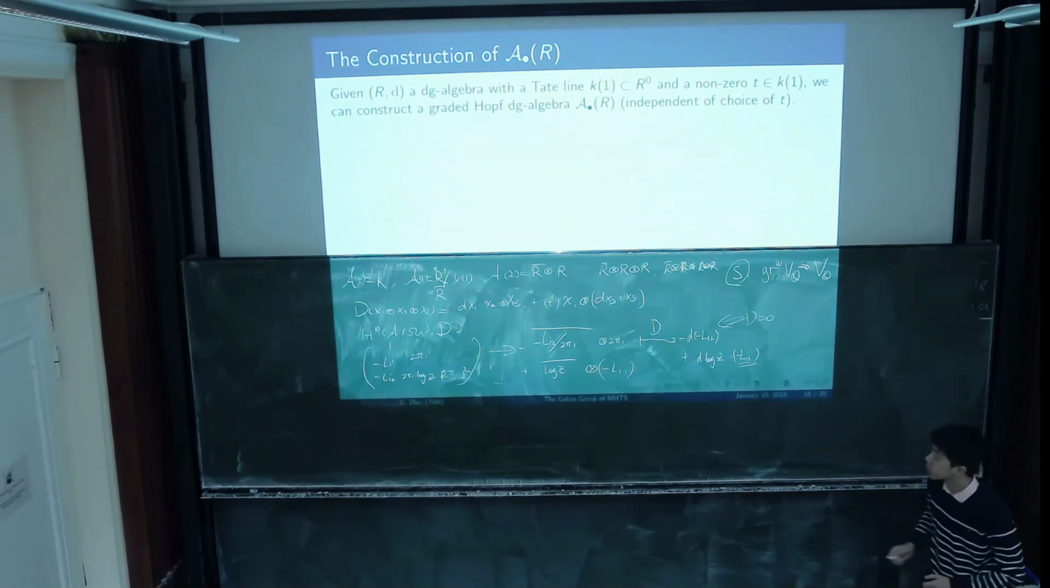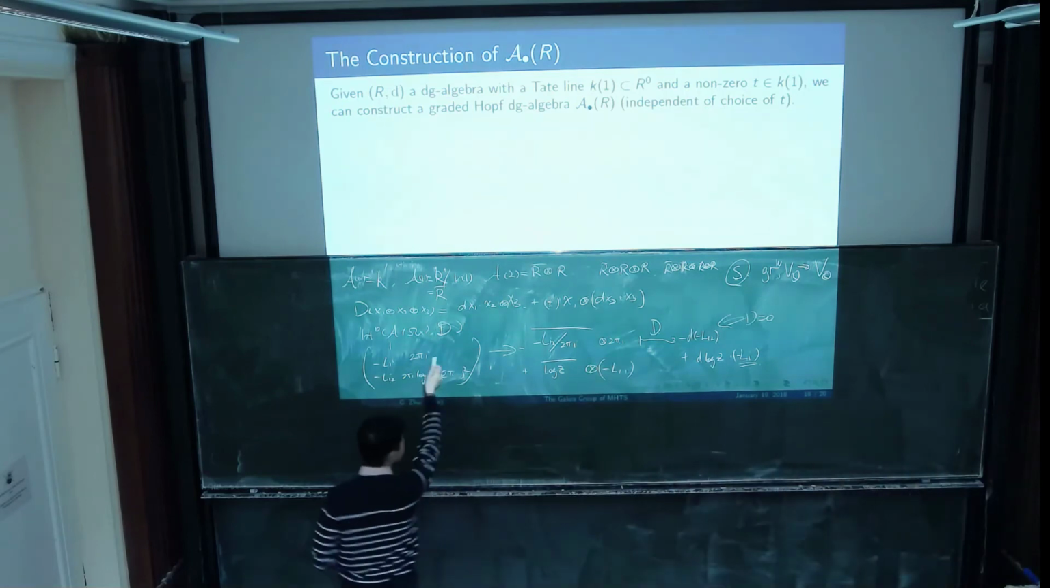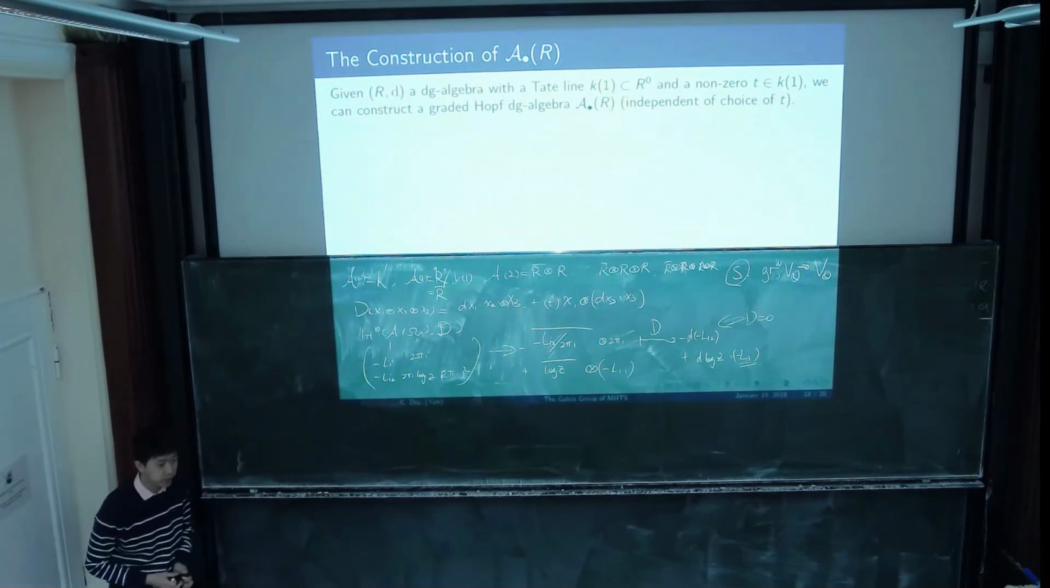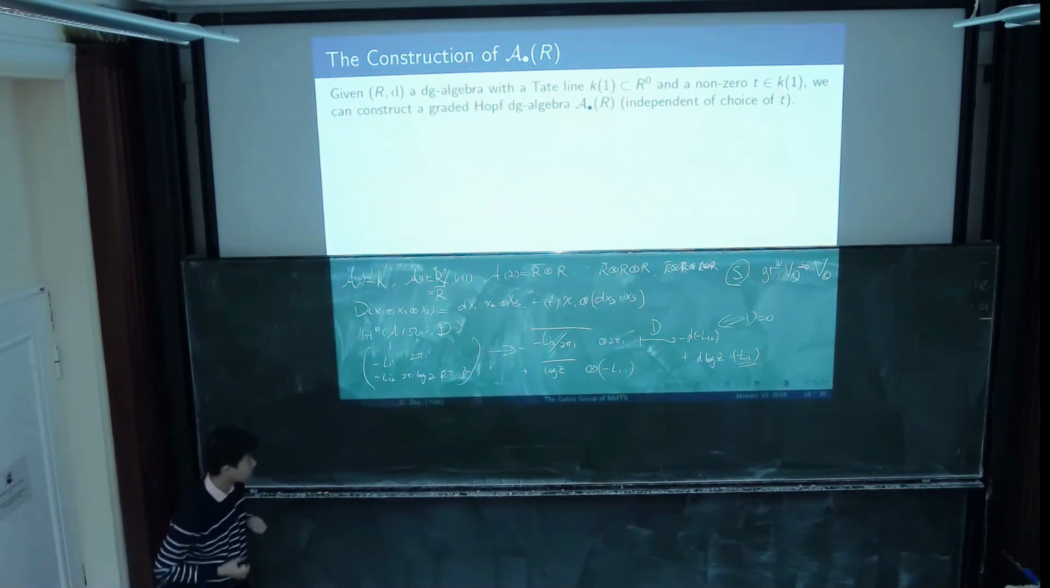And this is an example why we want to consider the kernel of d to describe the variation of mixed Hodge structures. Okay. Oh, we have more time.